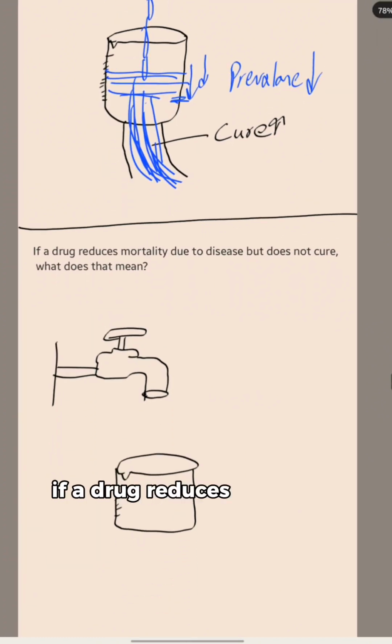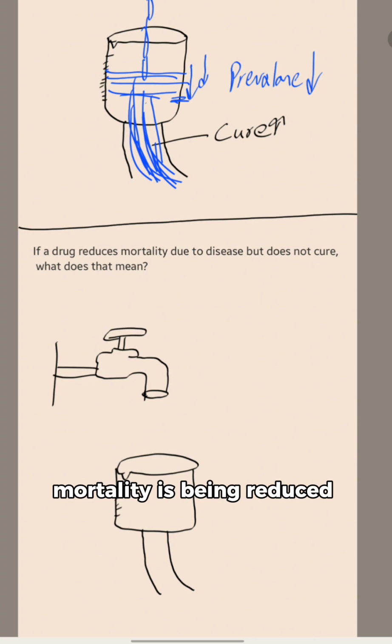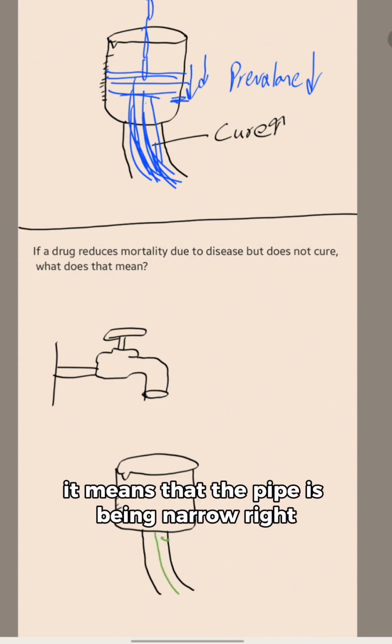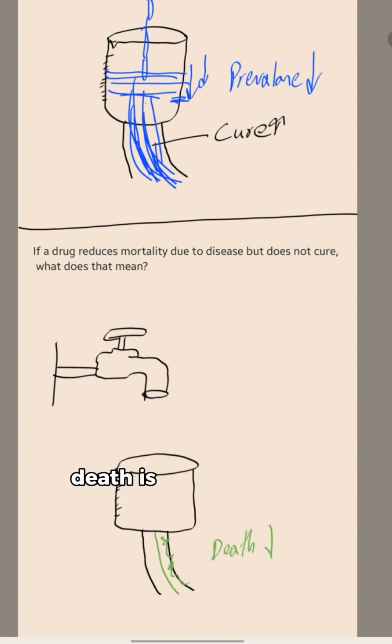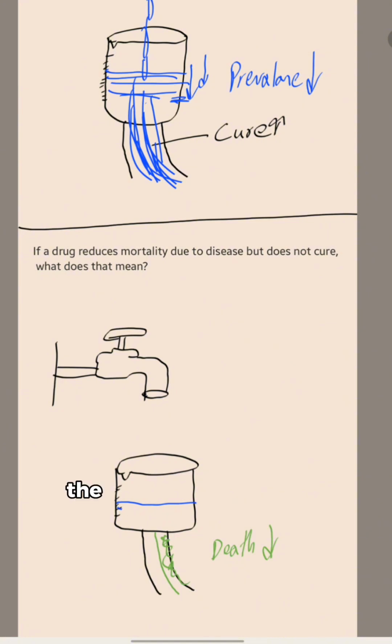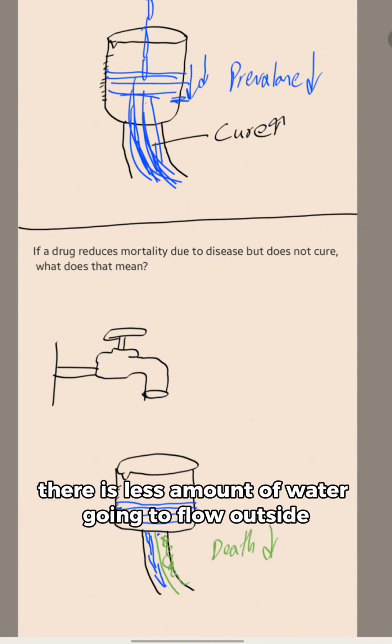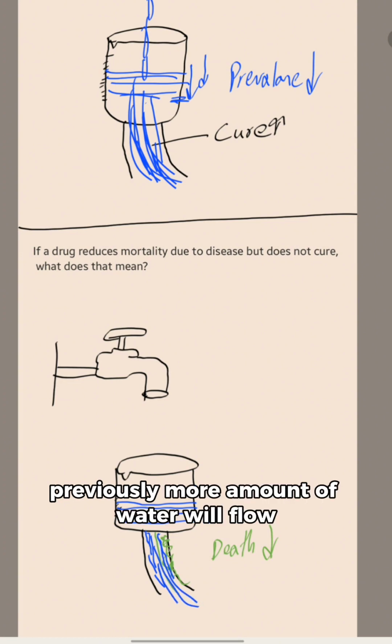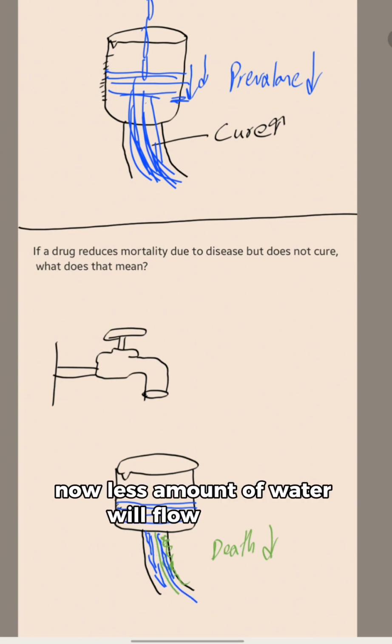If a drug reduces mortality due to disease but does not cure, then what does that mean? Mortality is being reduced. Suppose this was the pipe, right? The drainage pipe. Mortality is being reduced means what? It means that the pipe is being narrow, right? Death is being reduced means the pipe is being narrow. So what is going to happen? The water is going to be accumulated more. There is less amount of water going to flow outside. Previously, more amount of water would flow. Now, less amount of water will flow outside.